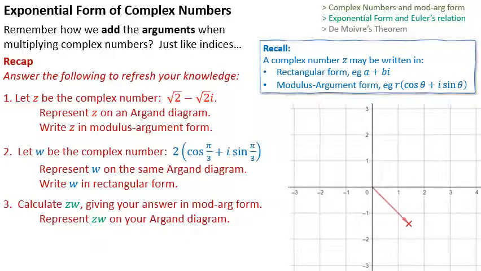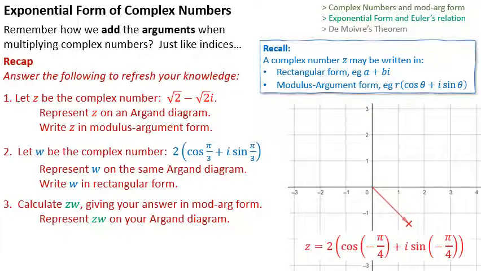So let's start with z. Here is z. We should have it somewhere between 1 and 2 on the real axis and somewhere between -1 and -2 on the imaginary axis. And this is what it looks like in modulus argument form. Because it is in the fourth quadrant, it has a positive real component and a negative imaginary component. We're going to have a negative argument, which is a negative acute angle. We've got minus pi by 4.